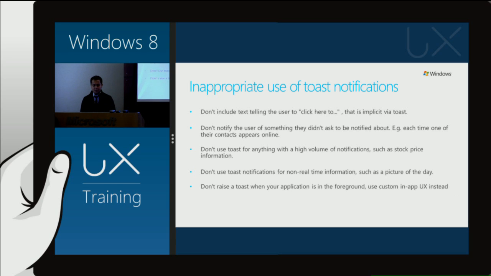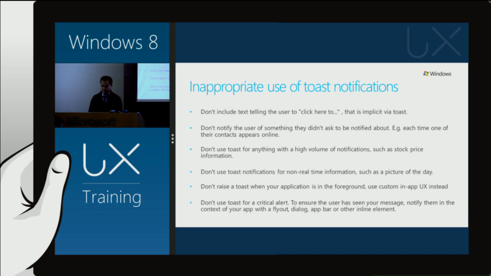And don't raise a toast when your application is in the foreground. That's what the tile is for, and the app can do that in-app instead. And don't use toast for critical alerts. Since they're transient, if you really must let somebody know about something, say like a weather alert, that's something very important for somebody to know if there's a tornado or hurricane approaching. Don't rely upon the transient nature of a notification. Actually do that in-app and do that on the tile.